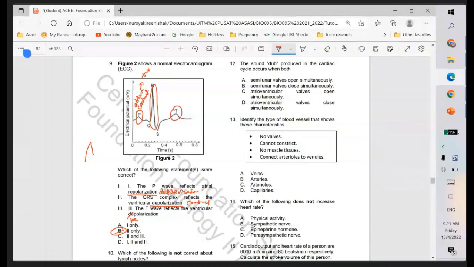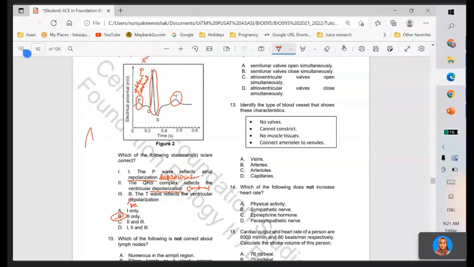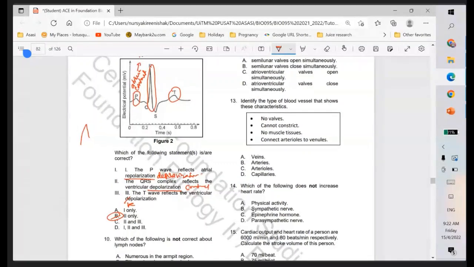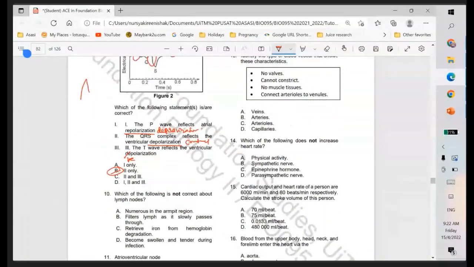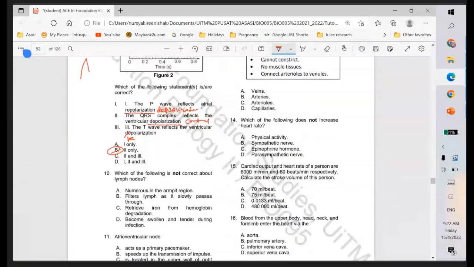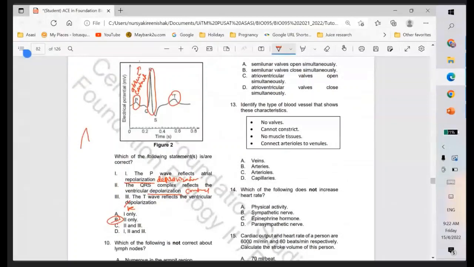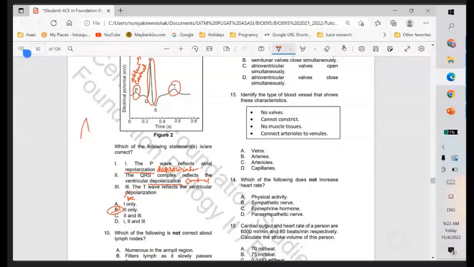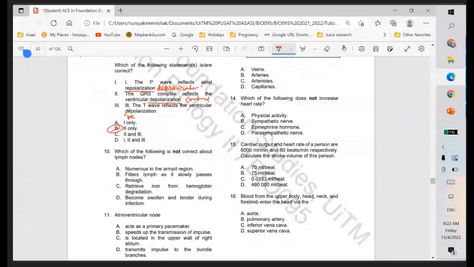And then T apa? Ventricular diastole, relax. So T ni dia cakap the T waves reflect ventricular depolarization. Salah lah, depolarize dia akan contract. Salah, supposed to be relax, which is repolarization. There is no impulse. Faham. Yang lain? Ada tak clear untuk soalan ni? Do you understand? Faham. Okay. Alright, so number 10.